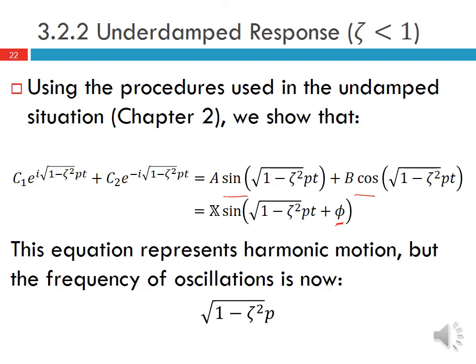So this equation represents harmonic motion, but now the frequency of the oscillations is actually the square root of 1 minus zeta squared times p, instead of just p itself. So this is now our frequency of the oscillations, and we call this omega d, which is the damped natural frequency. So again, p is still the natural frequency of our system, but the frequency of the oscillations of a damped system actually occurs at a slightly different frequency, which we call omega d.